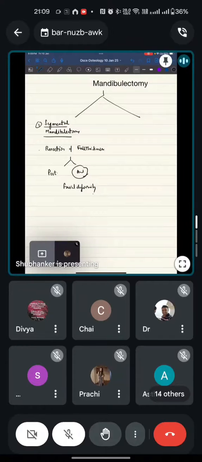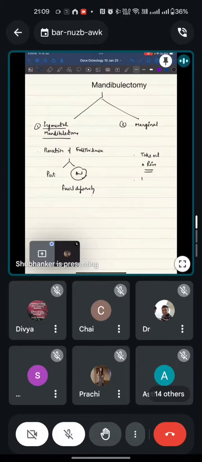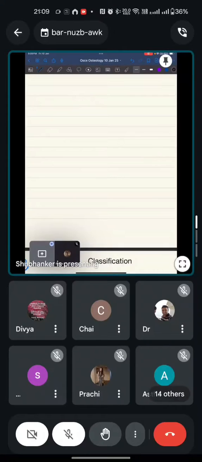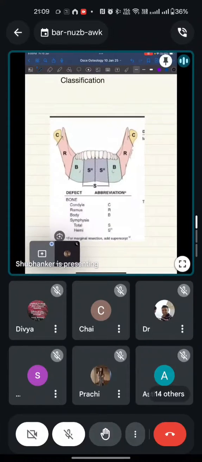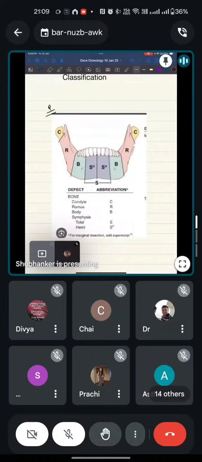Another type of mandibulectomy is marginal mandibulectomy, in which you just take out a rim of the mandible. Basically, the arch of the mandible is maintained. That entire thing is maintained. Now, as you saw, this image has already been asked once.